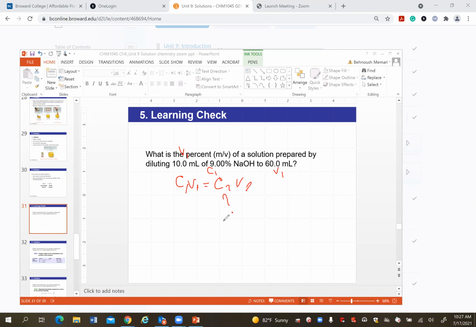So in order to find the C2, I just plug in the numbers. 10 times 9 equals C2 times 60. And you divide both sides by 60. 90 divided by 60, that would be 1.5. And then C2 is going to be 1.5%. Any questions?